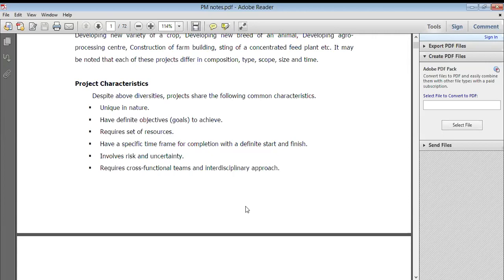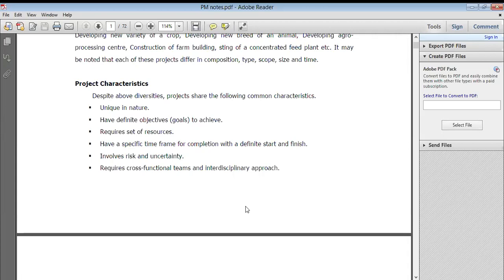Now the second: have a definite objective or goal to achieve. Yes, every project manager and team has an objective to achieve their goal, to complete the project on time, right? And it requires a set of resources. Obviously, when Lodha group started their first construction, they faced a lot of challenges, but now they know how to face them because they have experience. After that, whatever construction they started, they didn't face any problem, because they are trained for that work, and resources are easily available to them.